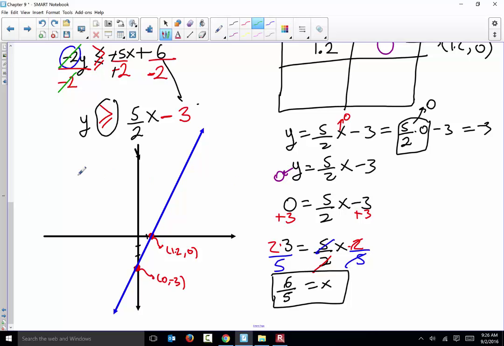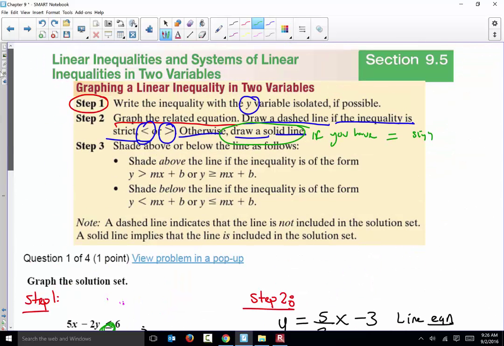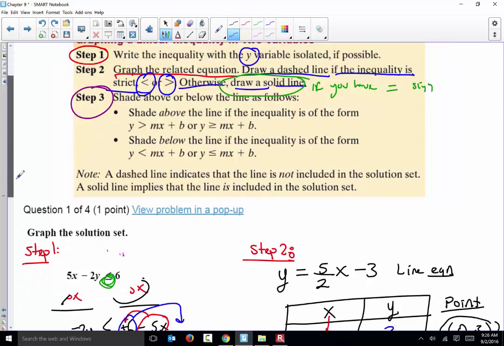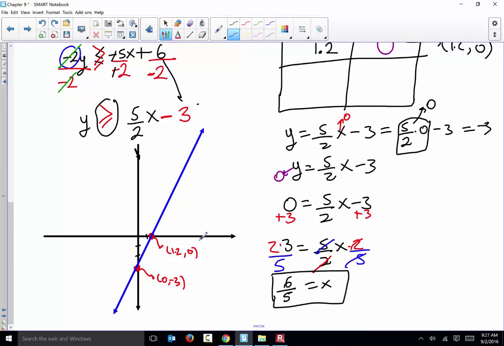Now what is next? We're going to make the final move. Are we okay with step 1 and 2 so far? Step 1 is isolate y. Step 2 is make the line solid or dashed. And step 3 is the final move. We are going to shade a region. This is so easy. You have a 50-50 chance. You will either shade underneath the curve or above the curve.